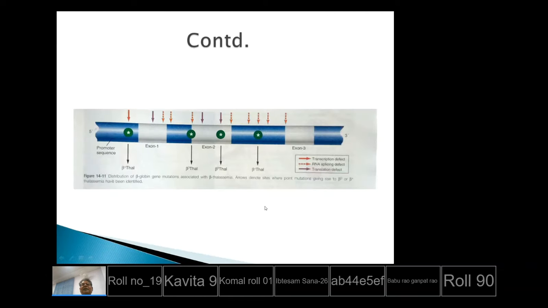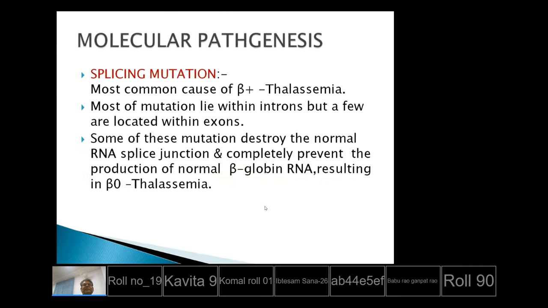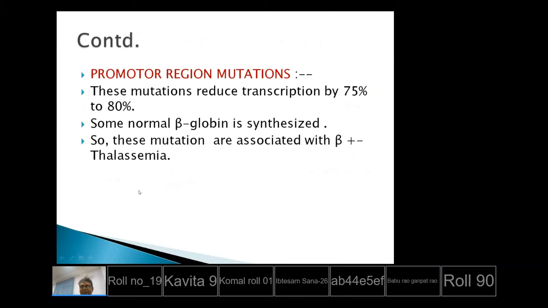So again, come to the previous slide. Splicing mutation is the most common cause of beta plus thalassemia. Most mutations lie within introns. You see in the diagram, these mutations are mostly in the intron region, but a few are located within exons. Some of these mutations destroy the normal RNA splice junction and completely prevent the production of normal beta globin RNA, resulting in beta 0 thalassemia.